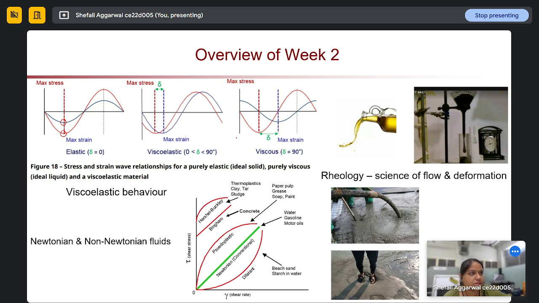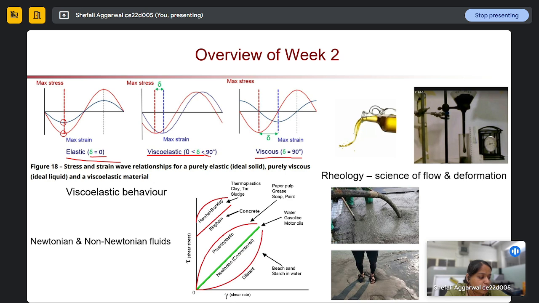If you see the first diagram, for a completely elastic material, the phase difference between the two stress strain curves will always be zero. However, when we have a viscous material or a high viscosity, the phase angle between the two curves will mostly be 90 degrees. Viscoelasticity is the property of a material having both viscous as well as elastic properties. Here our phase angle is between 0 and 90 degrees. This is what we call the viscoelastic behavior of our material.